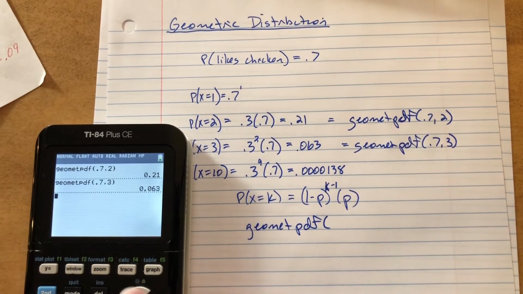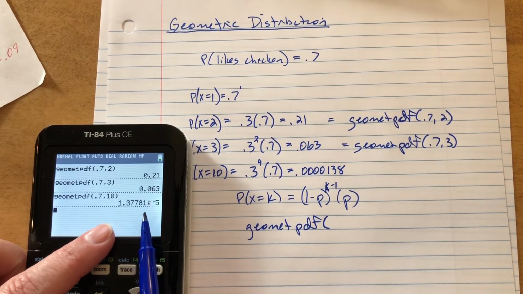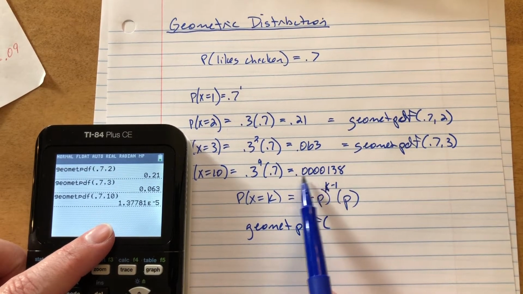That's the first person to like chicken. And then we'll do the 10th person. And it's the exact same thing. Times 10 to the negative 5th, so 1, 2, 3, 4, 5. Yep, same thing.